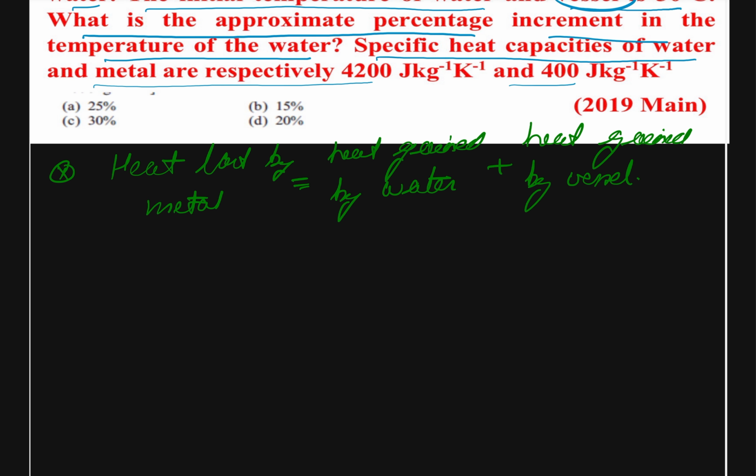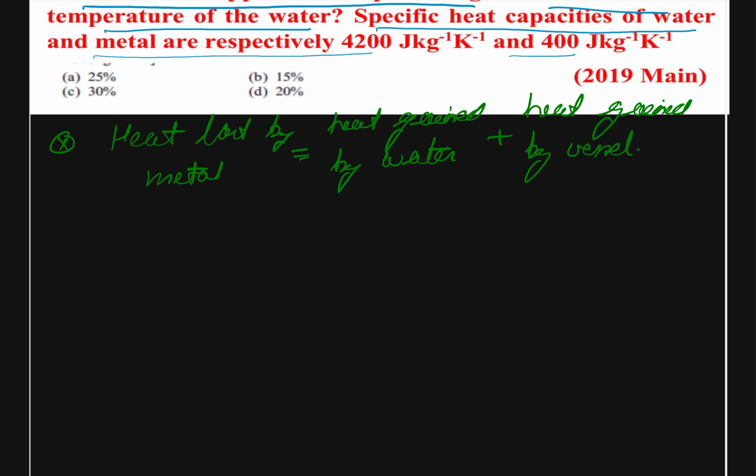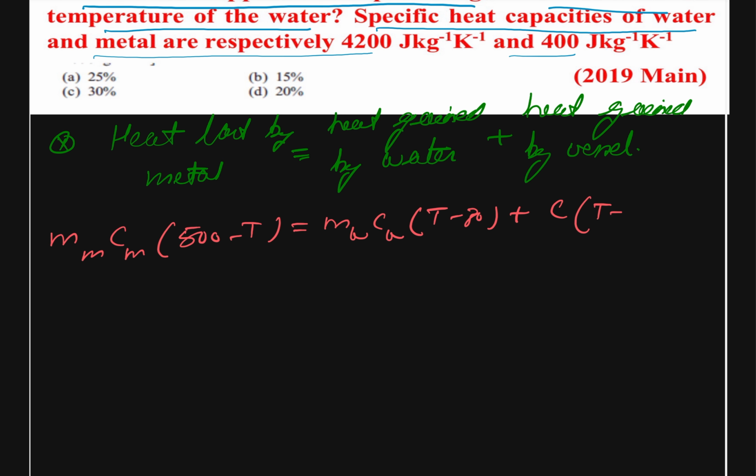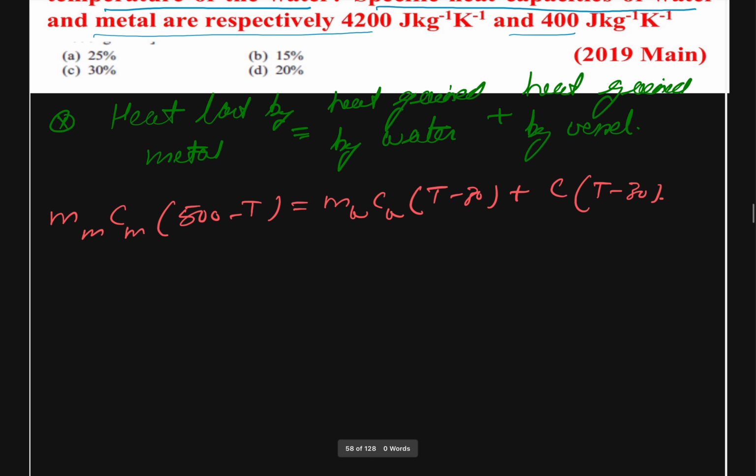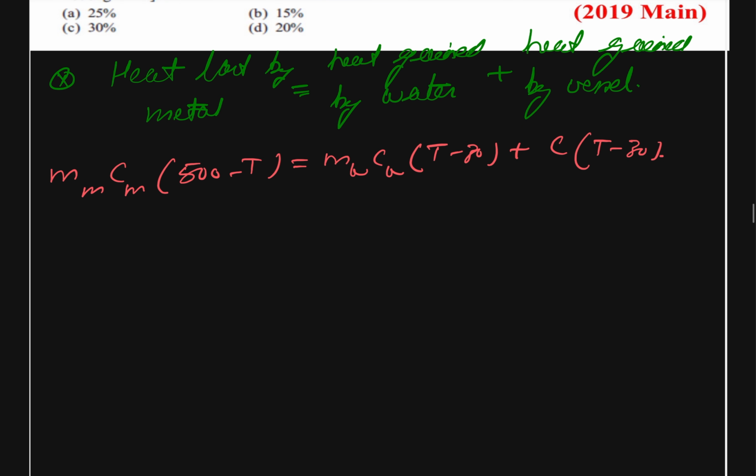So we put in the respective equations. We get mass of our metal, specific heat of metal, change in temperature 500 minus T, equals mass of water, specific heat of water, change in temperature T minus 30, plus heat gained by the vessel, with its specific heat and T minus 30. We simply substitute their values.